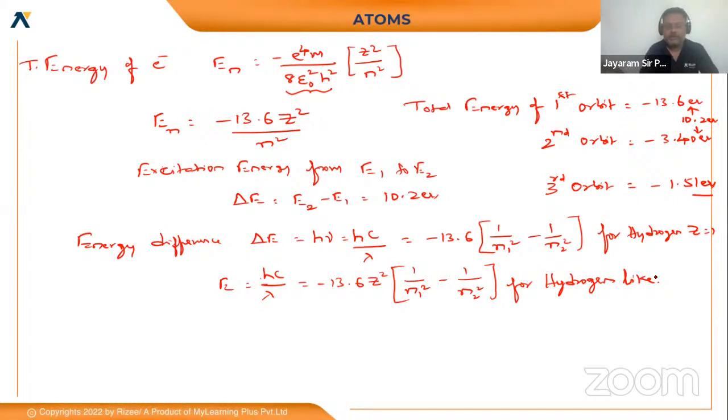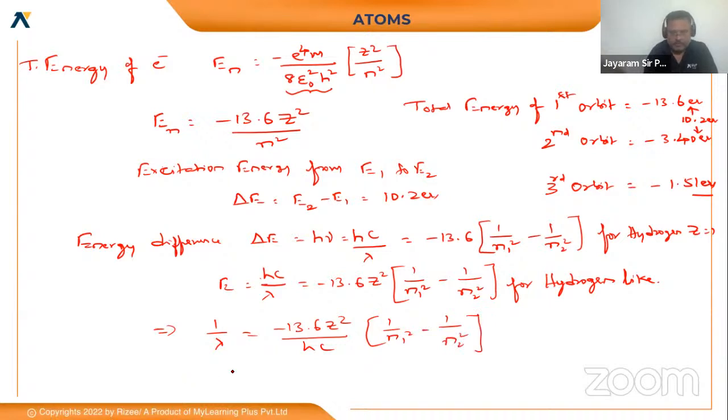So now if I take this entire thing to the other side, that means hc values and all these things, you can write it as 1 by lambda is equal to minus 13.6 into Z square by hc of 1 by n1 square minus 1 by n2 square. On solving this one, this is being written as 1 by lambda is equal to R times of 1 by n1 square minus 1 by n2 square, where R is called Rydberg's constant.